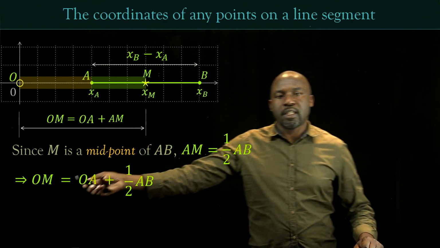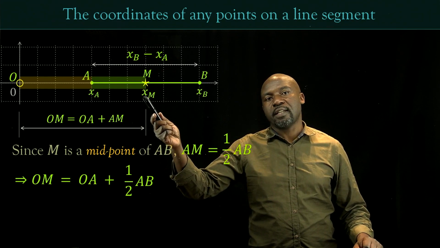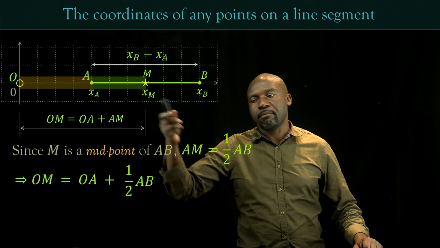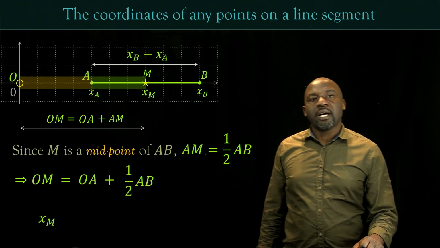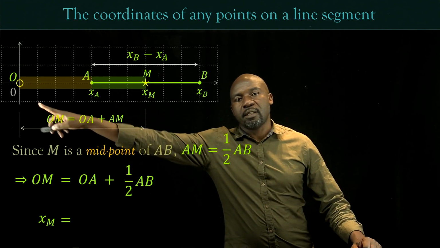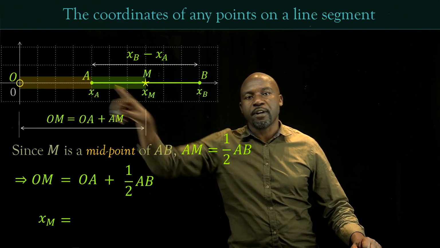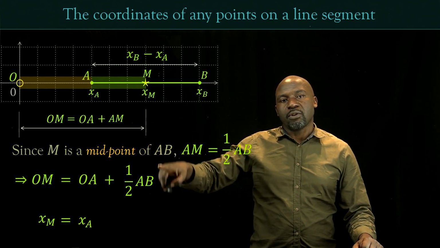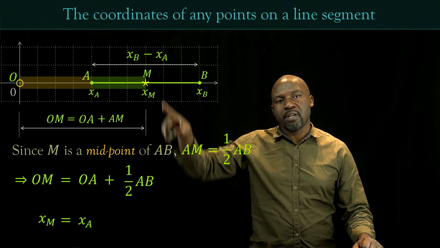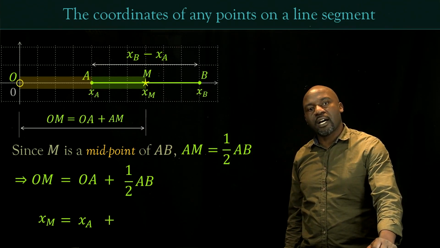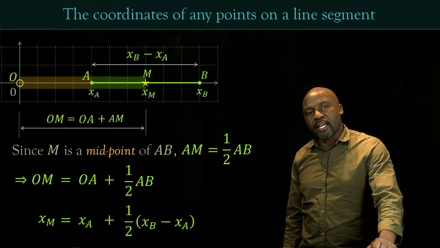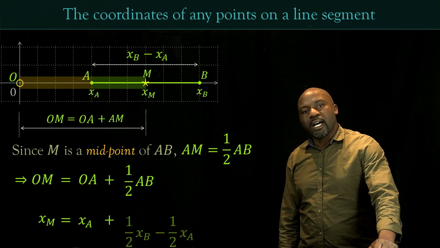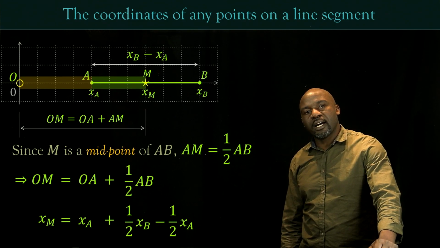If we substitute what these things stand for, OM refers to the x-coordinate of point M, so this will be replaced by x sub M. X sub M must be equal to OA, this distance from here to here, which is the x-coordinate of point A. And then we must add half of AB, which is this thing here. So I can say plus half of XB minus XA. If I open the bracket, I'll get a half XB minus a half XA.